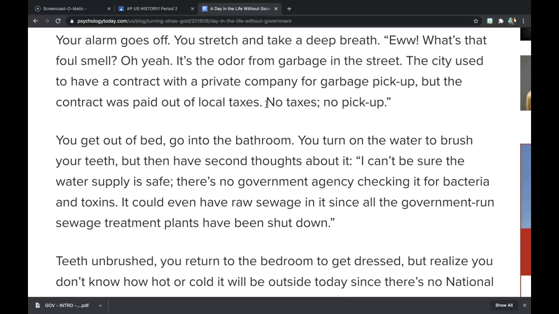Your alarm goes off. You stretch and take a deep breath. Ew, what's that smell? That foul smell? Oh yeah, it's an odor from garbage in the street. The city used to have a contract with a private company for garbage pickup, but the contract was paid out of local taxes. No taxes, no pickup.